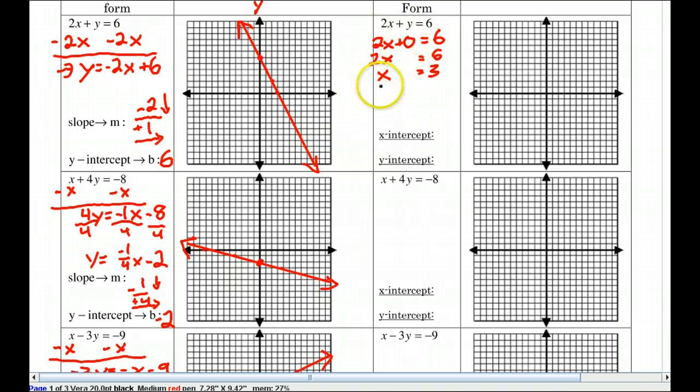So the x-intercept is 3, comma, 0, because the x is 3 and the y is 0. I'm putting them in alphabetical order. So we go to 3, comma, 0, and put a dot.